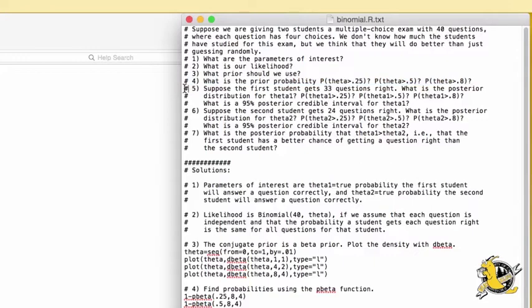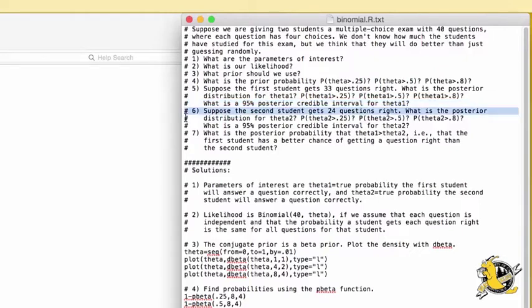Now suppose the first student takes the test and gets 33 of the 40 questions right. Calling their parameter theta1, we can ask what's the posterior distribution for their parameter, and what's the posterior probabilities that it will be greater than 1/4, 1/2, or 0.8? What's a 95% posterior credible interval for this parameter?